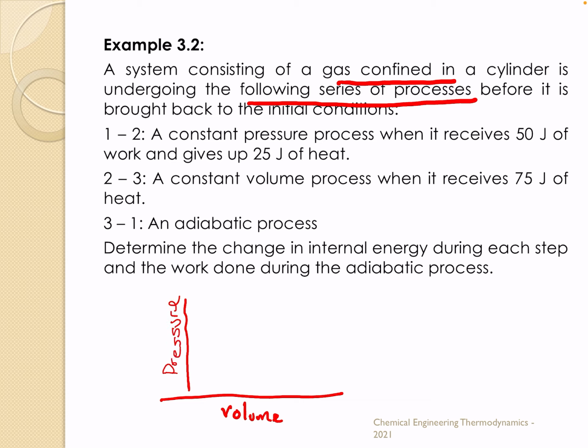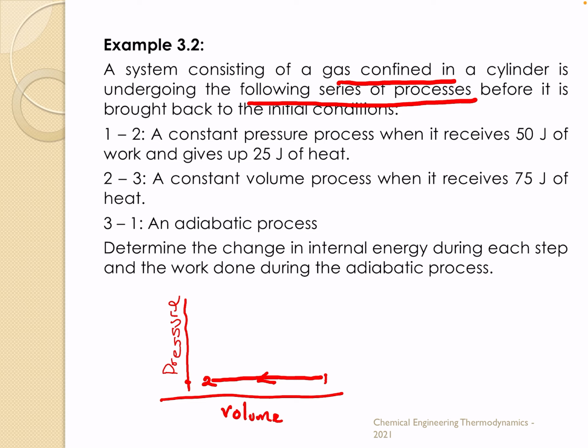So the first process, which is 1 to 2, a constant pressure process, receives 50 joules of work and gives up 25. Remember that is at constant pressure, so it's the volume that is changing. At 1 to 2 we have that happening in this direction, volume changing, but the pressure is the same. Remember that there is no change in pressure. The only difference is in the volume.